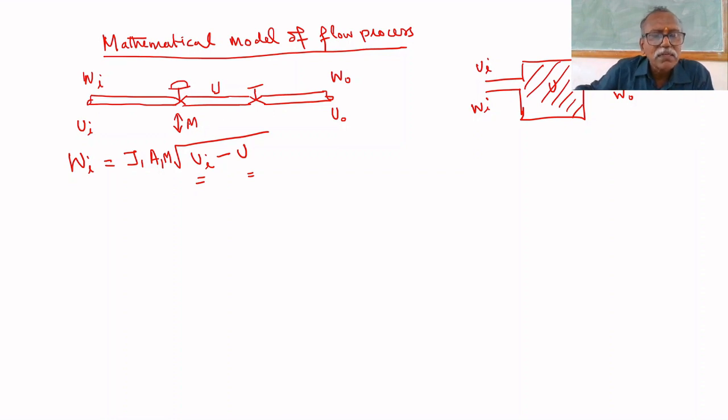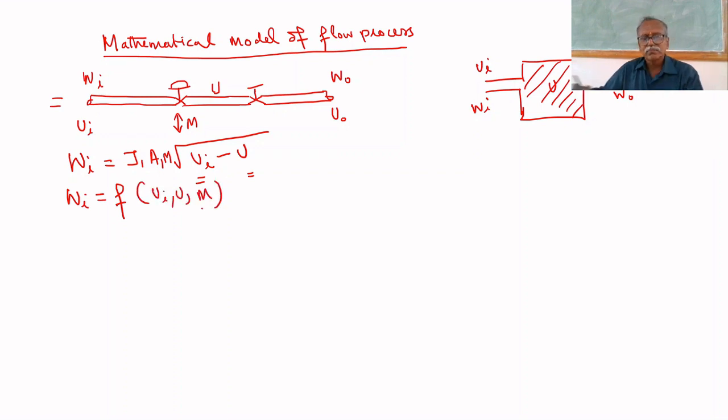The pressure difference between them is Ui minus U. A1 is the area of cross section of this tube. J1 is the constant of proportionality. Or we can write this as Wi is a function of Ui, U and M. Similarly, we can write outflow rate equal to J2 A2 square root of U minus U naught.